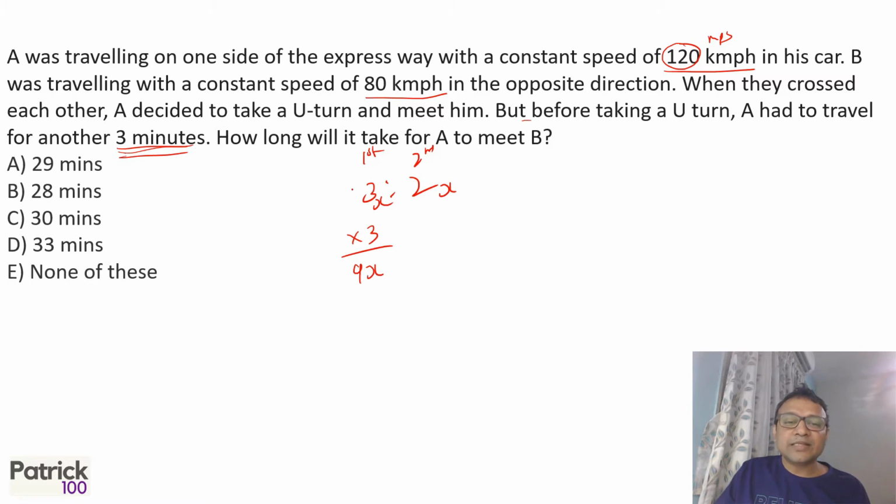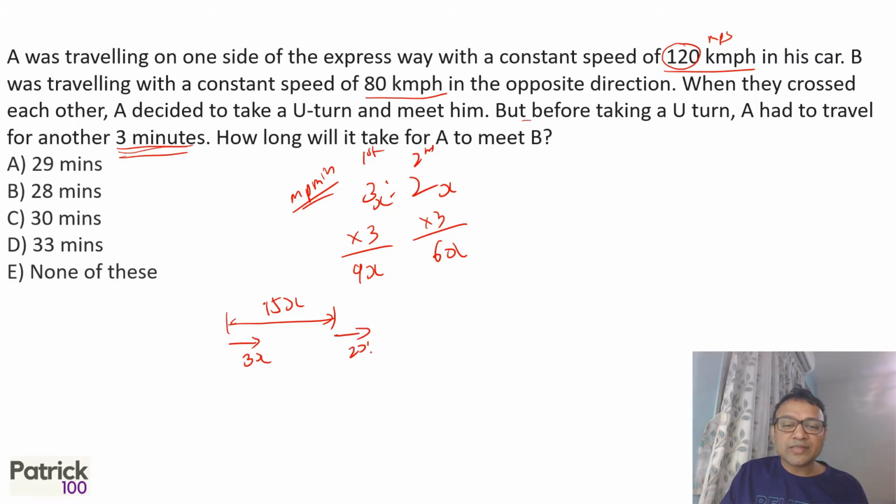Let's say this is 3x and 2x meters per minute. So he has traveled 9x, the second one has traveled 6x, and they travel in opposite directions, remember that. So the distance between them now is 15x. Now they are going in the same direction, the first one at a speed of 3x, the second one at a speed of 2x, so relative speed is x. So time taken is distance upon relative speed, which is 15 minutes. So total time taken will be 15 plus 3, 18 minutes.